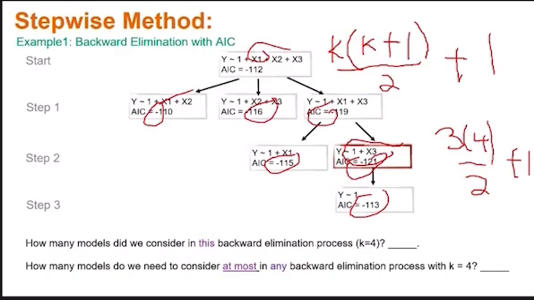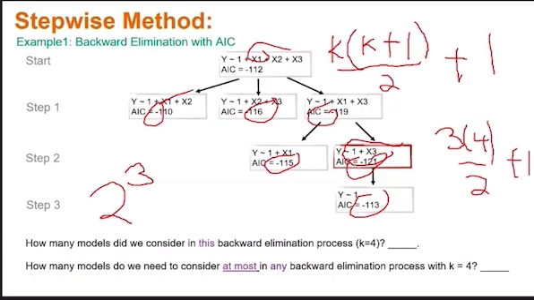But let me tell you this. If you are to use all subset selection, we're actually going to use 8, because all subset selection is going to be 2 raised to power 3. Does that make sense? Just wanted you to take note of that.